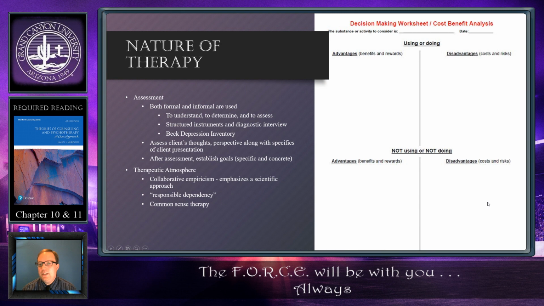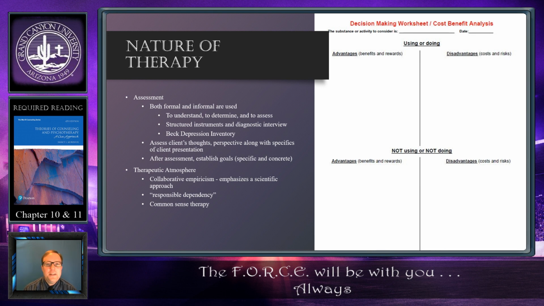Now on this worksheet, we're talking about cost-benefit analysis. It's basically like a pros and cons list, but we're able to do some therapy things with it in order to make good decisions or convince a person that a certain behavior needs to continue or stop. And that also is a cognitive behavioral worksheet.